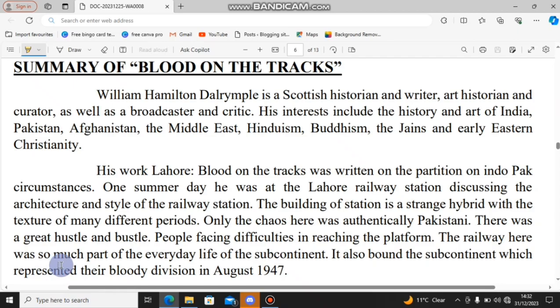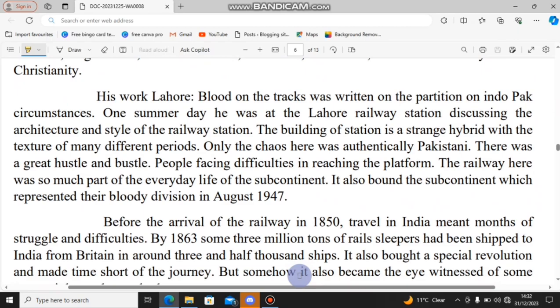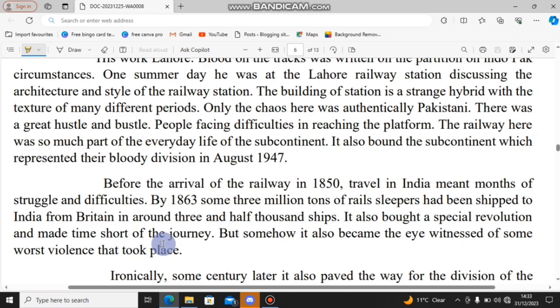you are going to write, before the arrival of the railway in 1850, travel in India meant months of struggle and difficulties. By 1863, some 3 million tons of rail sleepers had been shipped to India from Britain in around 3,500 ships. It also brought a revolution and made the journey shorter. But somehow it also became the eyewitness of some of the worst violence that took place at that time. This is the most important theme of this article.